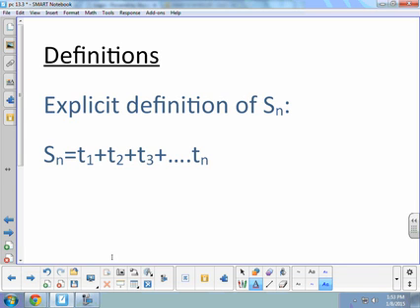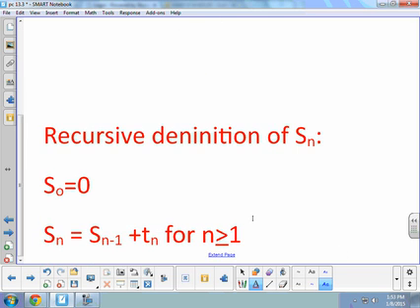So let's go ahead and go through the definitions. An explicit definition of S of n, or the sum of that series, is you just take each term and add them together until you get to your nth term. So t sub 1 plus t sub 2 plus t sub 3, all the way up to your ending point. A recursive definition, and we're not really going to use this one. I don't think it comes up in our chapter at all. Your starting point would be 0, and it would be the sum of the previous plus t sub n.